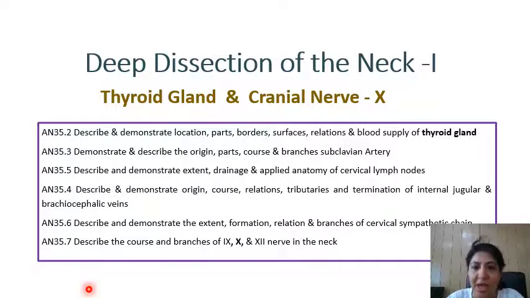In this particular class, there are a number of competencies to be covered, but we will be focusing on two competencies, that is thyroid gland and the cranial nerve 10th, that is vagus. So we will describe and demonstrate the location, parts, borders, surfaces, relations, and blood supply of thyroid gland. And we will describe the course and branches of the 10th nerve in the neck.